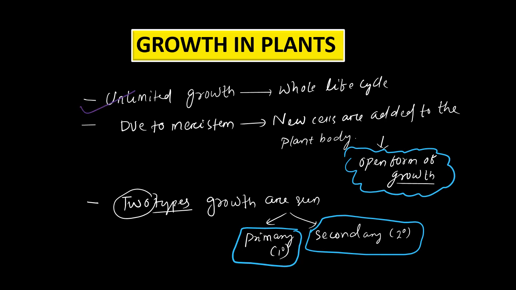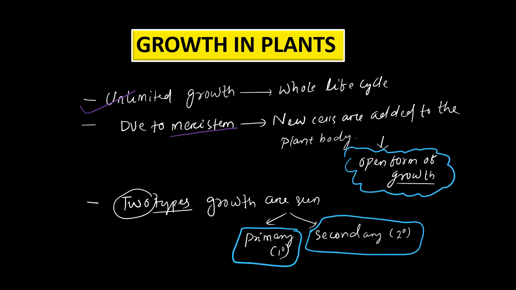The growth seen in a plant is unlimited growth. In the whole life cycle of a plant, the growth is unlimited because of meristematic cells. What is a meristematic cell? A meristematic cell is a cell that helps in dividing continuously, because these cells do not contain a hard cell wall and contain protoplasm. This protoplasm in the cell continuously divides and grows.